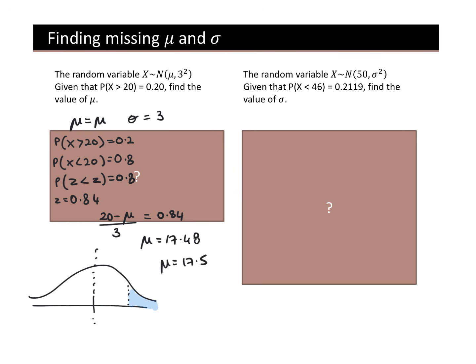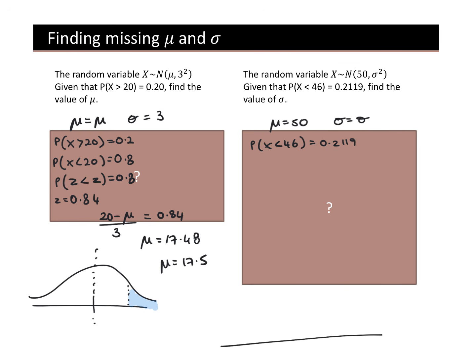Okay, second example. The random variable x is distributed normally with a mean of 50 and a standard deviation we don't know. Given that the probability of x being less than 46 equals 0.2119. So the probability of x being less than the value 46 equals 0.2119.